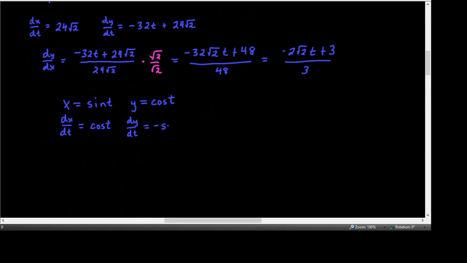So we find the derivative of x and y separately. Then dy dx is the quotient of those two. It is dy dt, which is negative sine of t, divided by dx dt, which is cosine of t. And then simplifying that, we get the opposite of tangent of t.